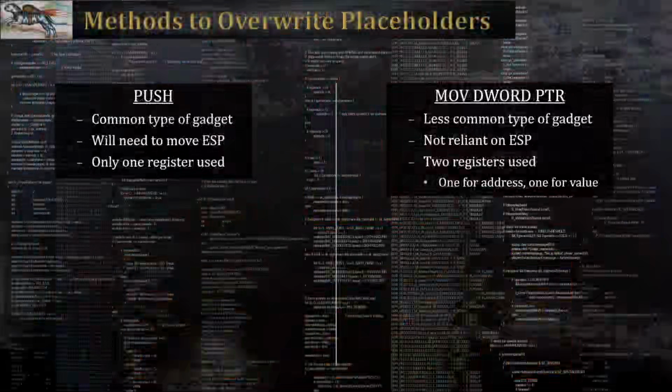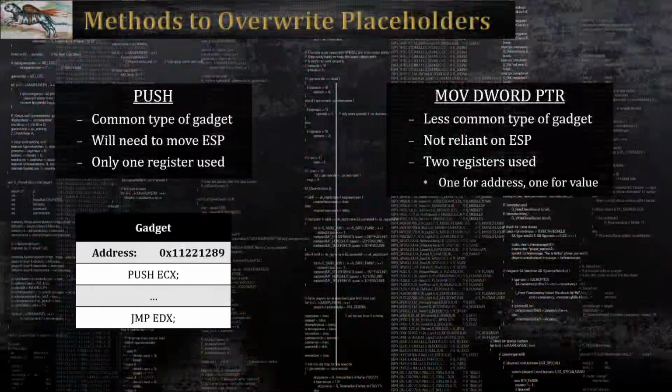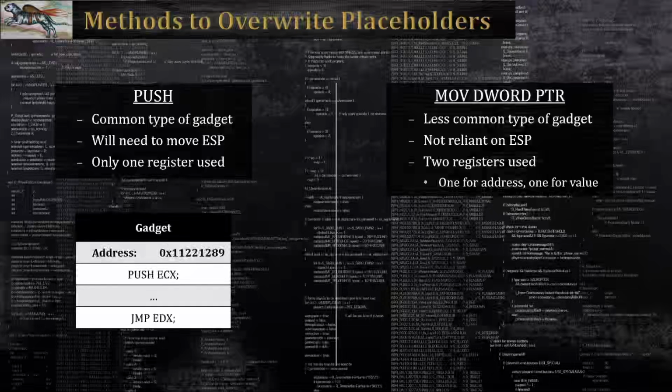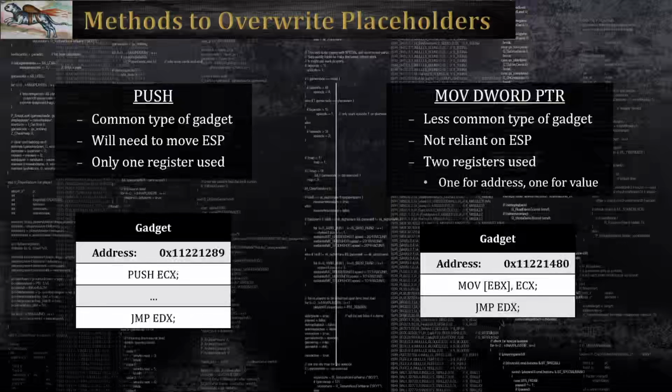We have two main methods of overwriting placeholders. Push is one, more realistic and more common. We will need to work with the stack, however, which is a challenge, and we only need one register for push. For move dword pointer, we don't have to work with the stack. However, we do need two registers reserved, one for the address to write to, and then one for the value. And registers are in short supply with JOP because we have two reserved for our control flow already.